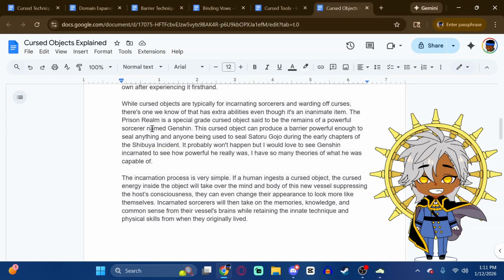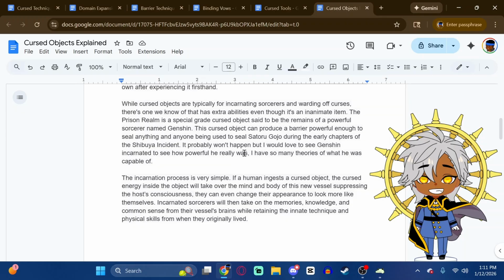said to be the remains of a powerful sorcerer named Genshin. This cursed object can produce a barrier powerful enough to seal anything and anyone, such as when it was being used to seal Gojo during the early chapters of the Shibuya arc.